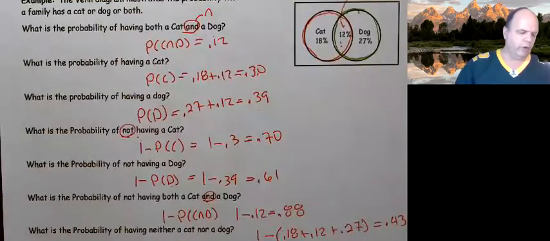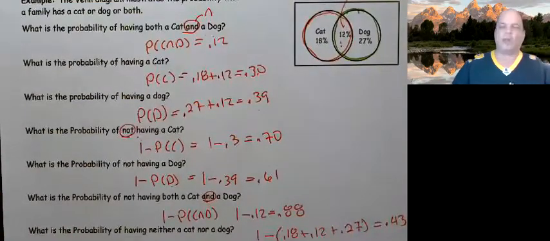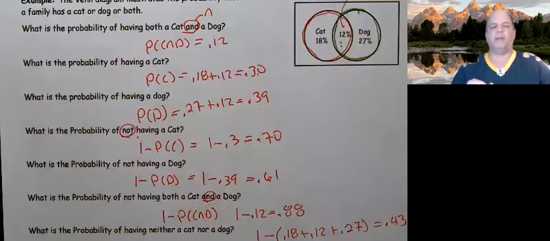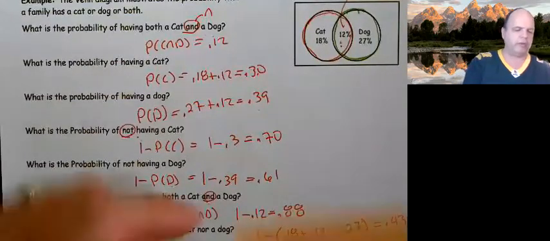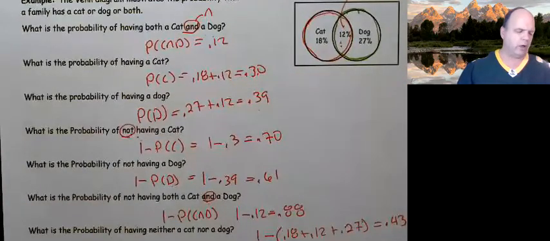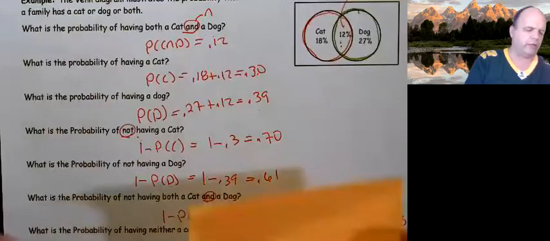All right, so the next thing it says, are having a cat and a dog independent events? And by the way, I'm not going to be able to put everything up on the screen, so you're going to have to follow along. Are having a cat or a dog independent events? Justify your answer.